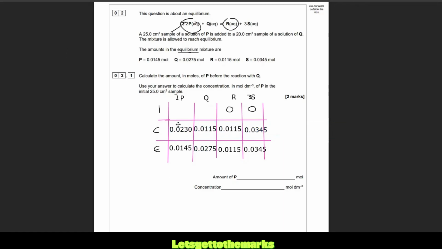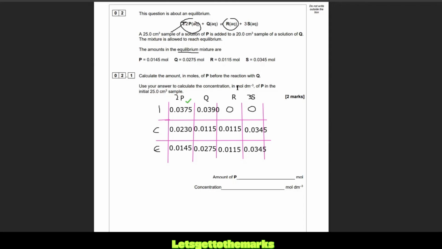If I want to find out how much P was at the start, at equilibrium there's 0.0145. It changed from the start by 0.0230, so it must have gone down by 0.0230. All I've got to do is add these together. So there we go, now I know the moles of P at the start. That's going to get me one of the marks.